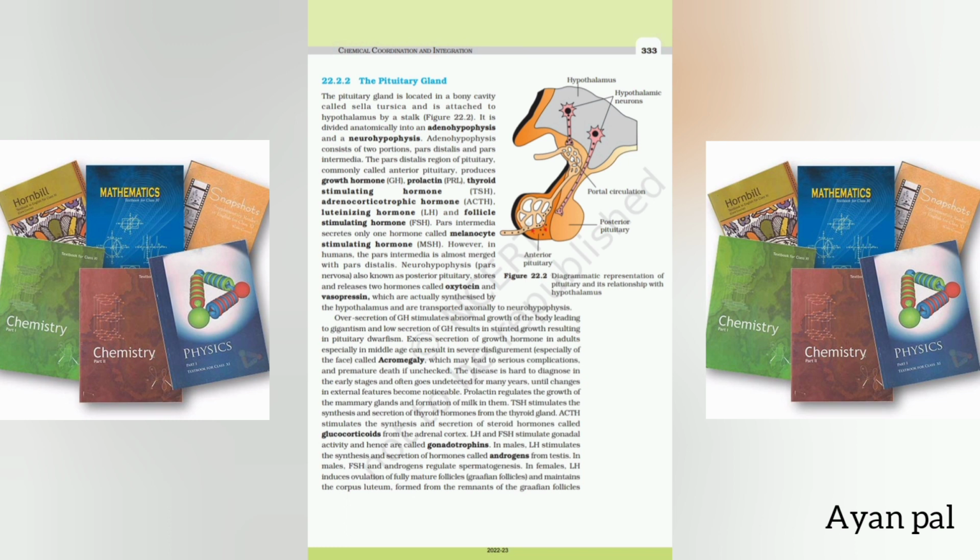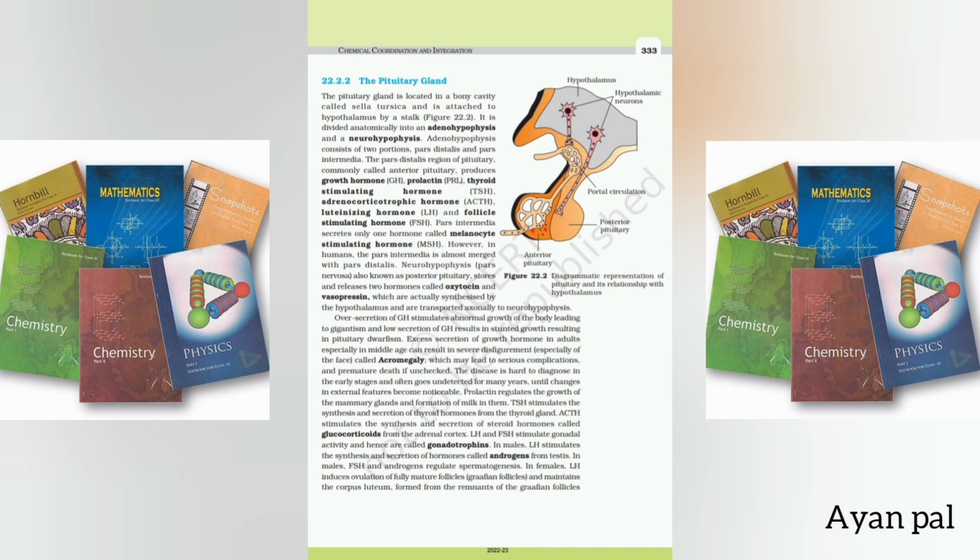The pars distalis region of the pituitary, commonly called anterior pituitary, produces growth hormone, prolactin, thyroid stimulating hormone (TSH), adrenocorticotropic hormone (ACTH), luteinizing hormone (LH), and follicle stimulating hormone (FSH). Pars intermedia secretes only one hormone called melanocyte stimulating hormone (MSH). However, in humans, the pars intermedia is almost merged with pars distalis.